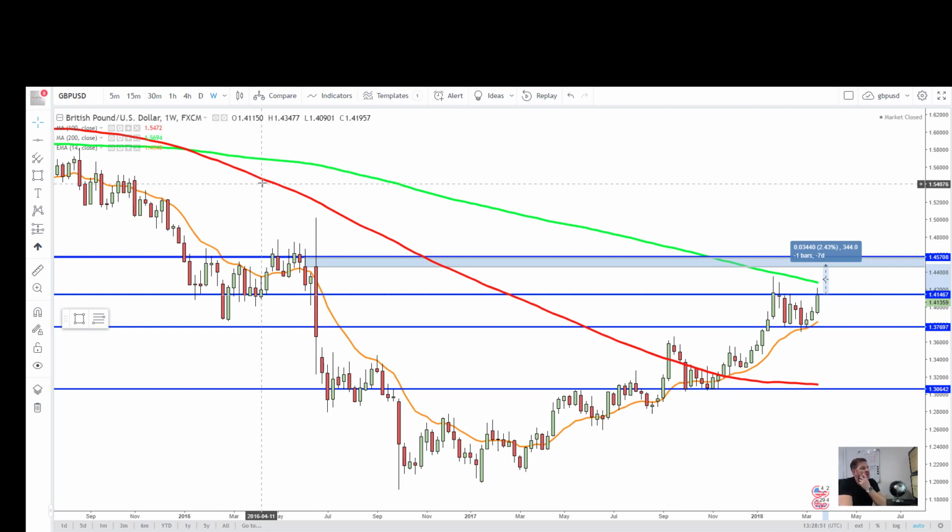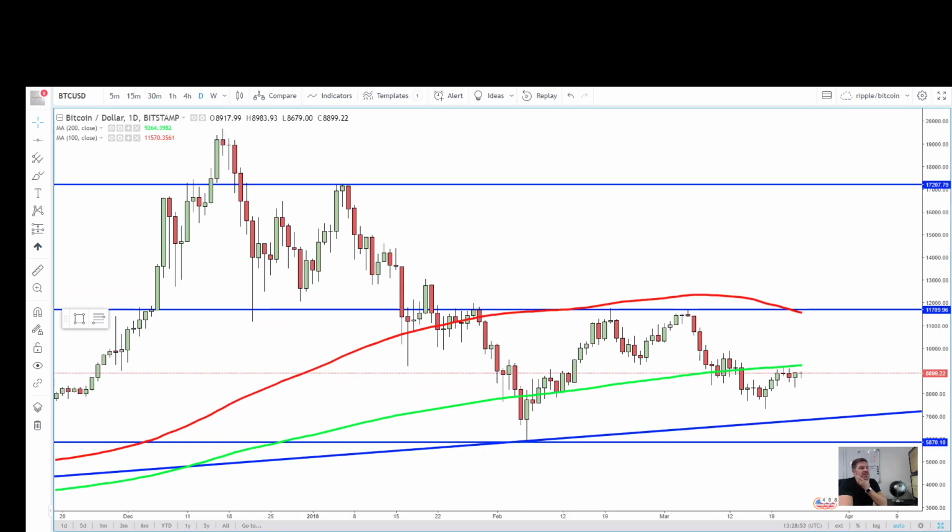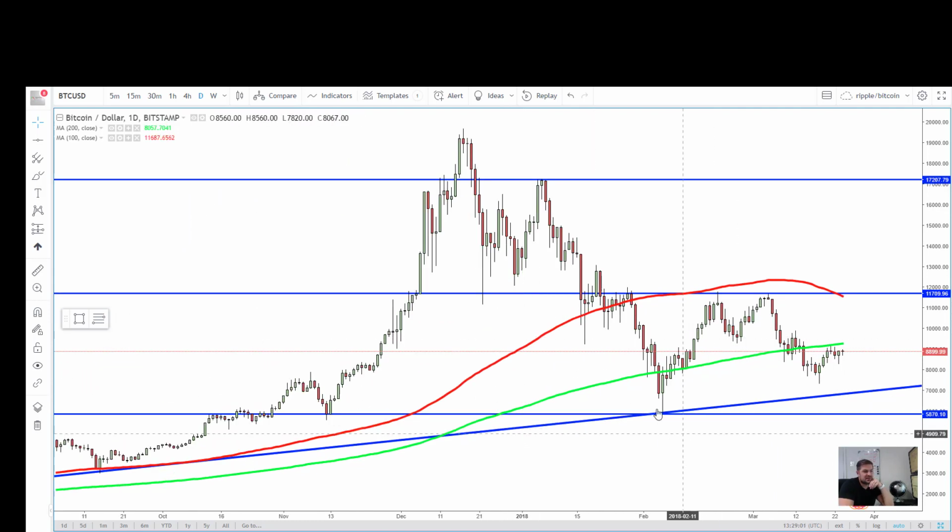Okay, let's just have a quick look at cryptos. Let's have a look at Bitcoin. Not really too much to say. It's not doing a lot. Again, quite rangy. We've got the absolute support and bottom here that we found around this 6,000 area, and we've got this top of the range around $11,700, $12,000. You see it's kind of stuck in the middle of the range.